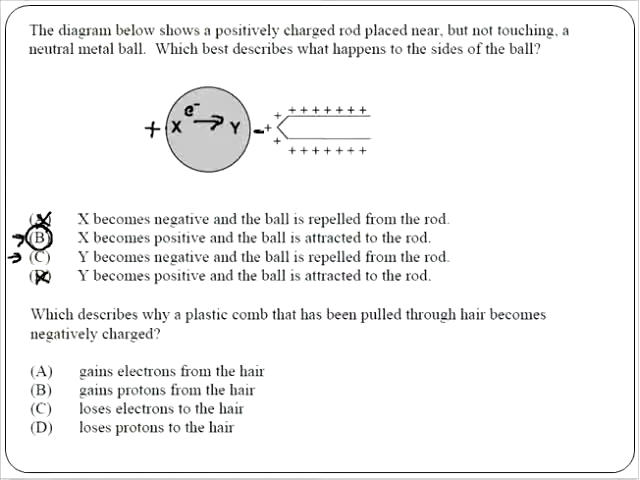Last one on this page. Which one of those best describes why a plastic comb that has been pulled through here becomes negatively charged? Look, there's two here you get rid of right away. Gains protons, doesn't happen. Loses protons, doesn't happen. Now, if the plastic comb becomes negatively charged, the only way for an object to become negatively charged is if it gains electrons to give it an excess. So it must, A, gain electrons from your hair. That's the only way to explain what happens. The only way.